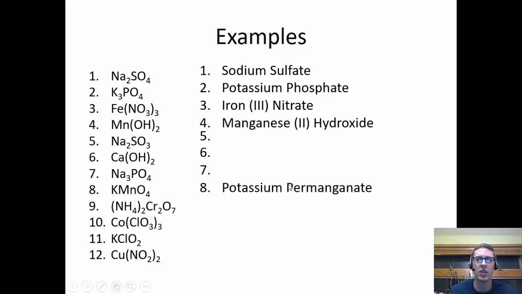Why don't I need the parentheses here? Oh yeah, it's because potassium's only going to form one type of ion. It is a monovalent ion. It's not multivalent, so I don't need any more than that.